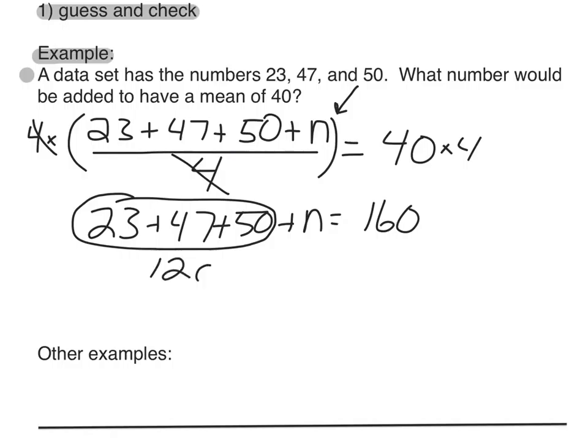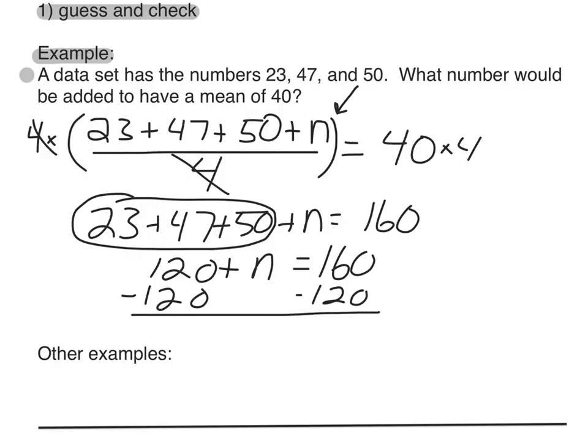Now when you add up the previous scores, they add up to 120. 120 plus n needs to equal 160. You can subtract 120 from each side, and n would equal 40. So the new number would have to equal 40.